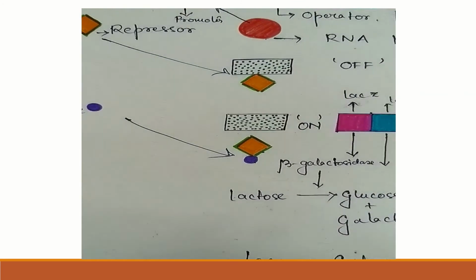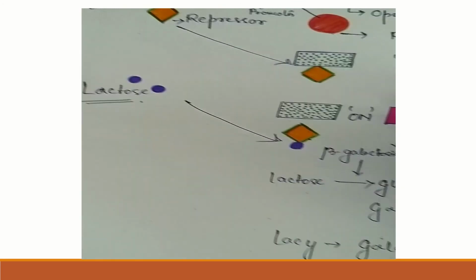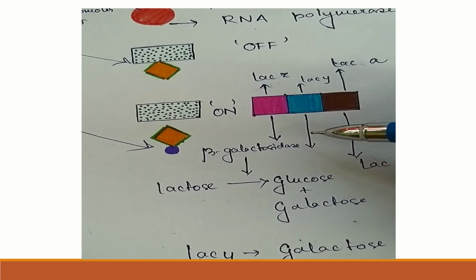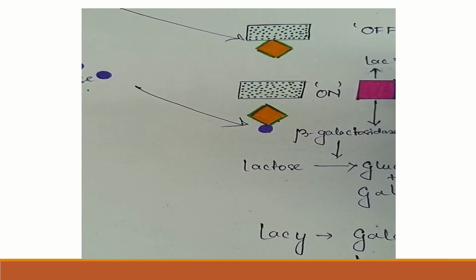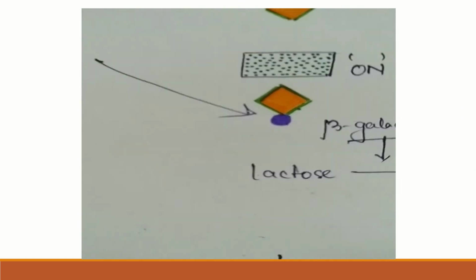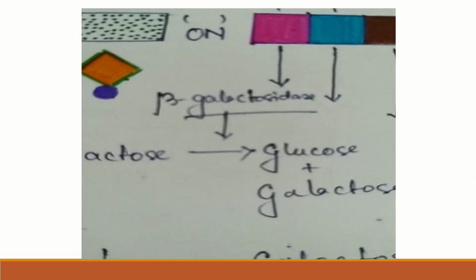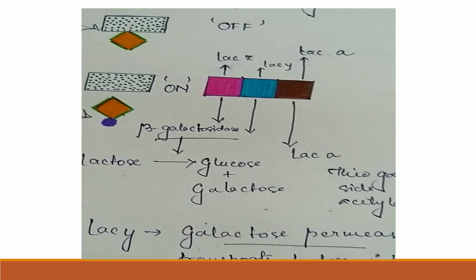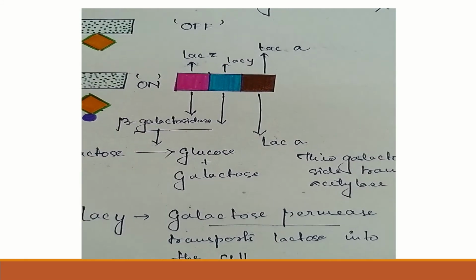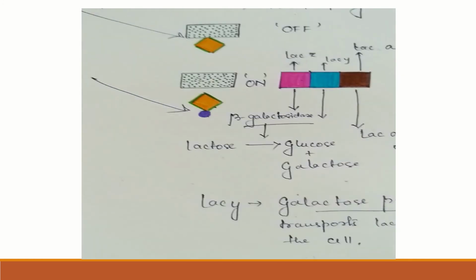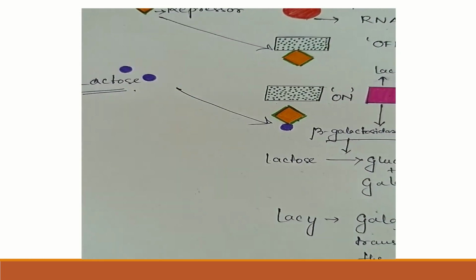When RNA polymerase binds to the promoter, this allows transcription of structural genes. At that time, what will happen? These three structural genes will be transcribed, and as a result, what will be produced? Beta-galactosidase, galactose permease, and thiogalactoside transacetylase. These three enzymes will be produced in the presence of lactose.